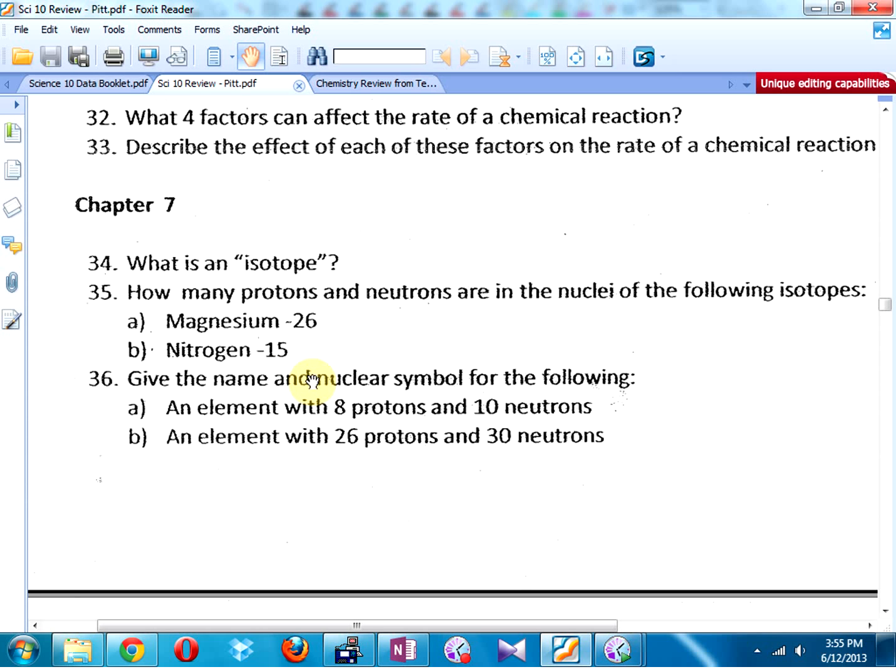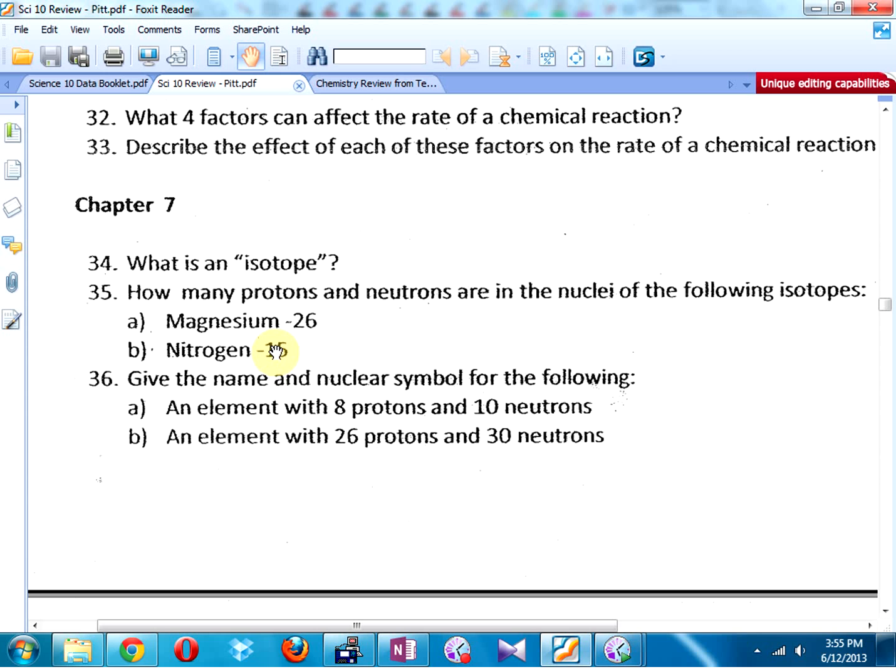Nitrogen 15. What's the normal mass of nitrogen? 14. So it's picked up what? 1 electron. Not electron. 1 proton. No, proton can't change. 1 neutron. Electrons have so little mass, we don't care about it. Electrons change the charge. They change how they're going to react with chemicals. Isotopes are, you're mucking around with the nucleus, the neutrons in particular.